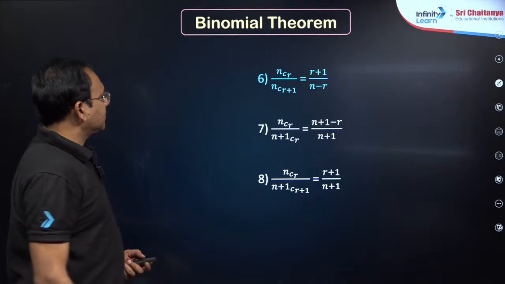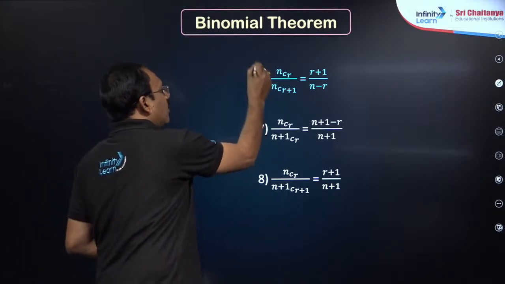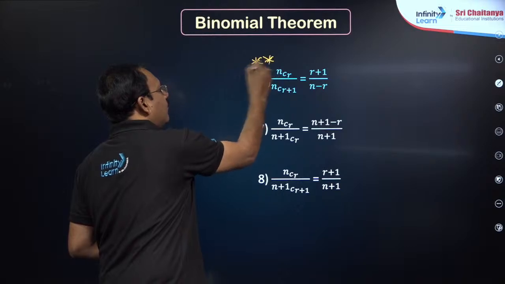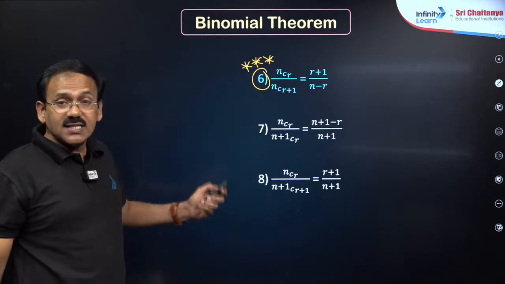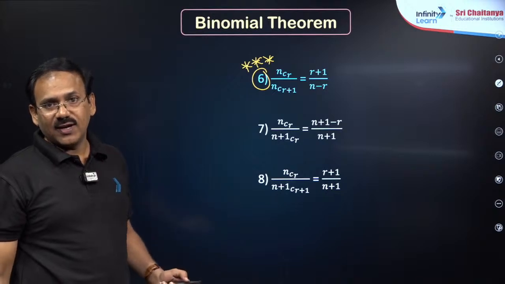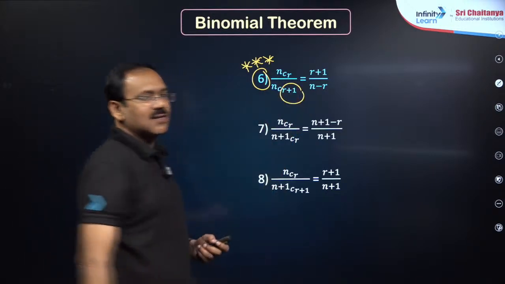Next, there are three relations of which this formula is very helpful in this particular chapter dear students, binomial theorem. That is NCR by NC(R plus 1) is (r plus 1) by (n minus r), a very important one.